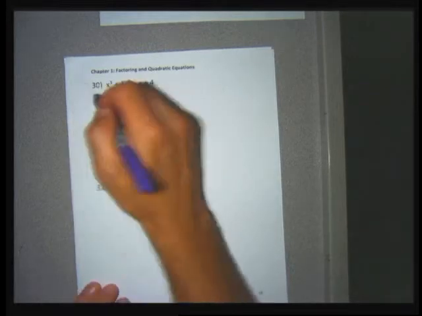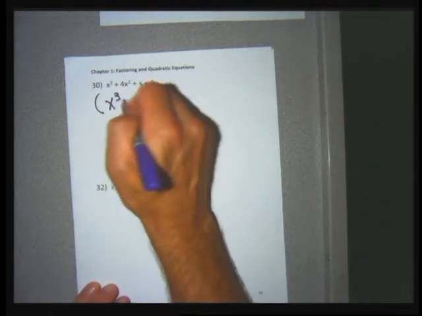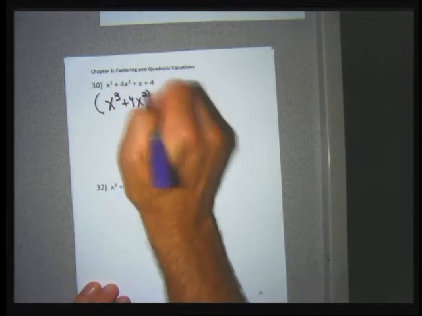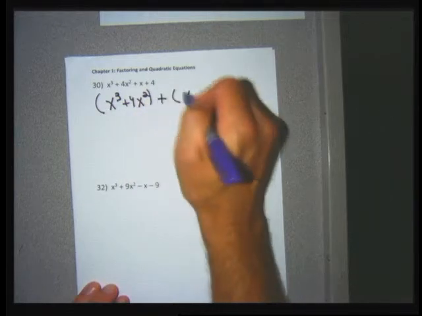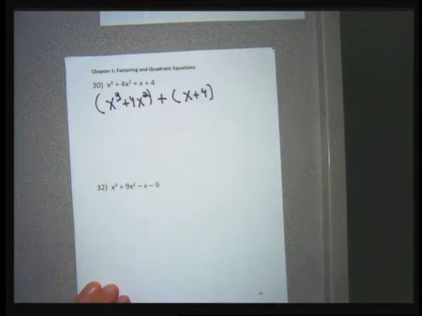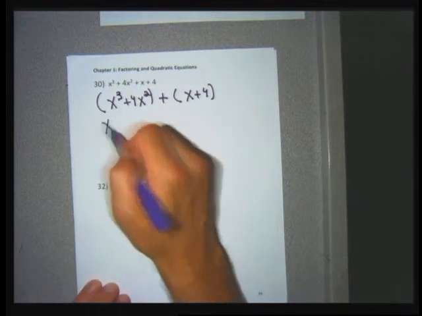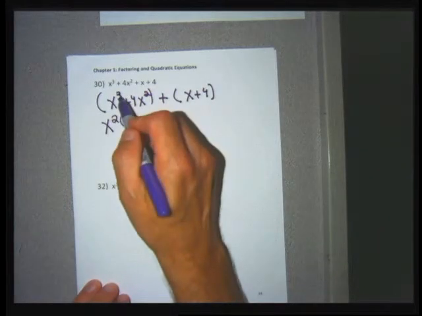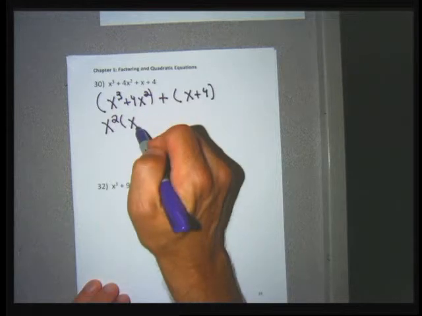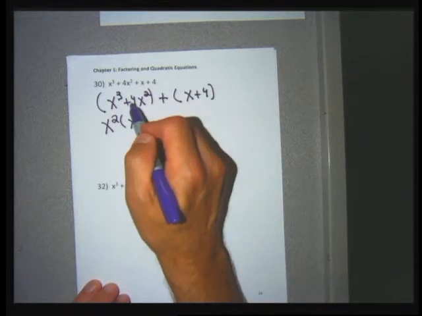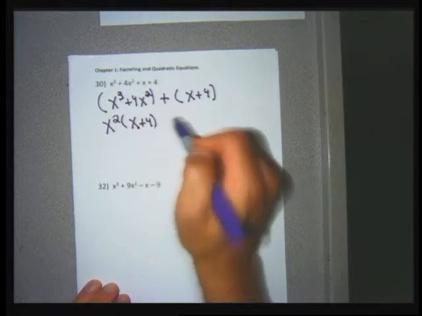30's also nice because I have nothing but pluses. First parentheses is x cubed plus 4x squared plus x plus 4. First parentheses, a common factor of an x squared. When I take 2 x's away from the x cubed, I'm left with 1x. There, I'll take the x squared all the way away and be left with a plus 4.